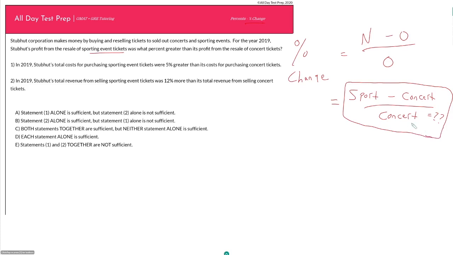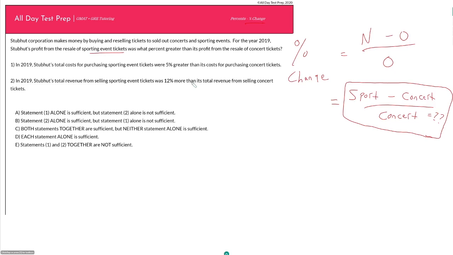A couple of things to keep in mind before we move on to our statements. Anytime you have a word problem, especially a data sufficiency problem, where it is asking you to solve for a fraction or a percent or a ratio that contains two variables, you should always keep in mind that you don't need to solve for those two variables. While it would be true that if statement one said my sport profits were $1 million and statement two said my concert profits were $500,000, that would be sufficient to answer the question.